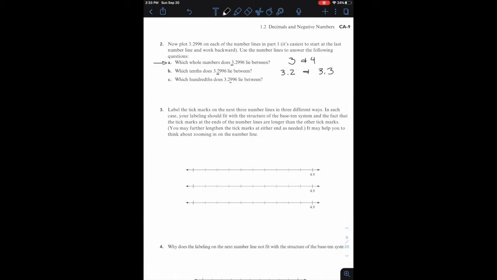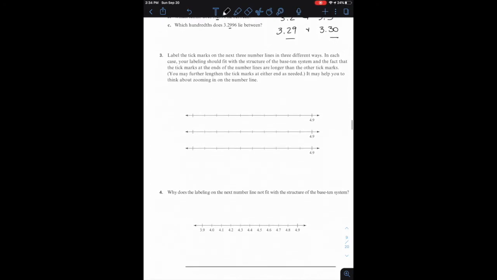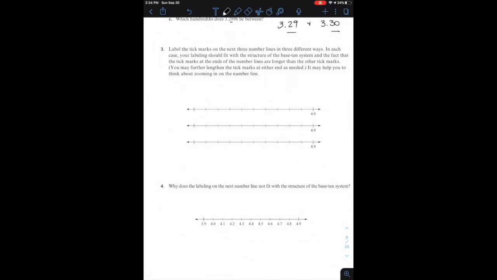Which hundredths does it lie between? It's between 3.29 and 3.30. So it's between 29 hundredths and 30 hundredths. So label the tick marks on the next 3 number lines in 3 different ways. In each case, your labeling should fit within the structure of the base 10 system and the fact that the tick marks at the end of the number lines are longer than the ones in between. It may help you to think about zooming in and out.